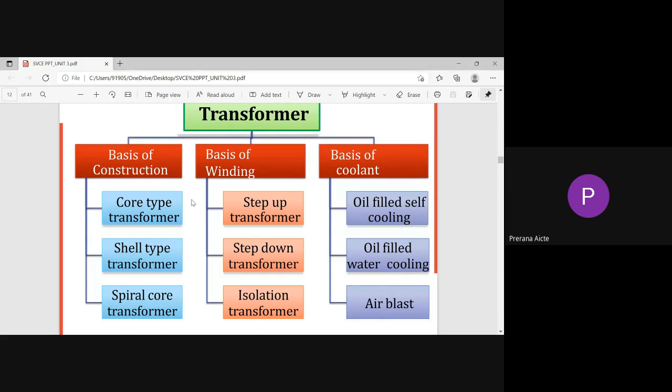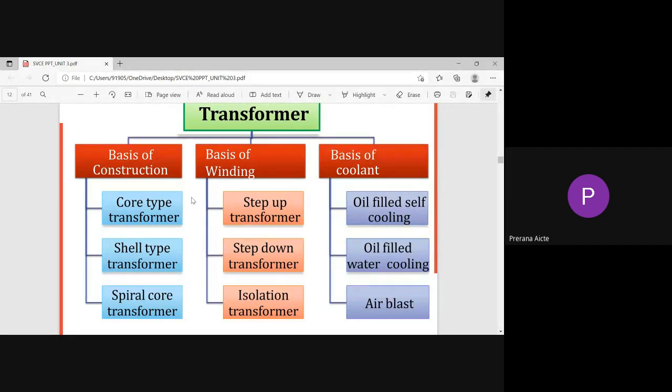In both types of transformer, there is an LV winding and an HV winding. LV winding means low voltage winding, HV winding means high voltage winding. When the input is given to the LV winding, that winding is called the primary winding, and the HV winding is connected to the load. Here the transformer acts from low voltage to high voltage, which is nothing but a step up transformer.